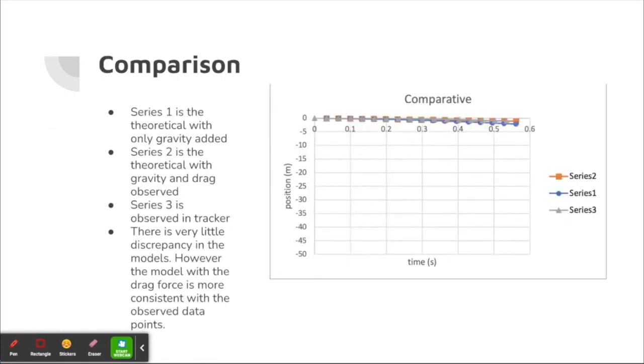In comparison, this is a chart that includes all models, Series 1 being the theoretical with only gravity added, Series 2 the theoretical with gravity and drag, and Series 3 is the observed in Tracker. There is very little discrepancy in the models. However, the model with the drag force is more consistent with the observed data points.